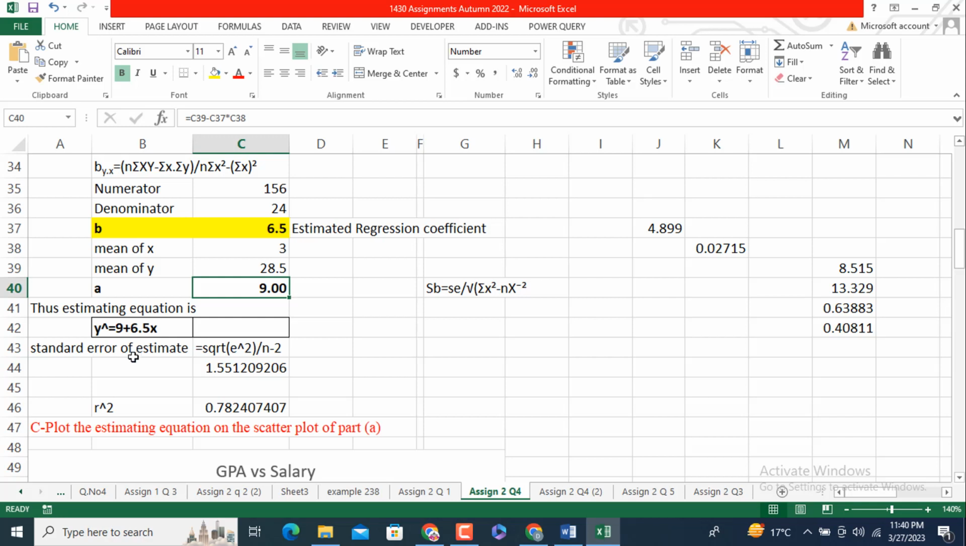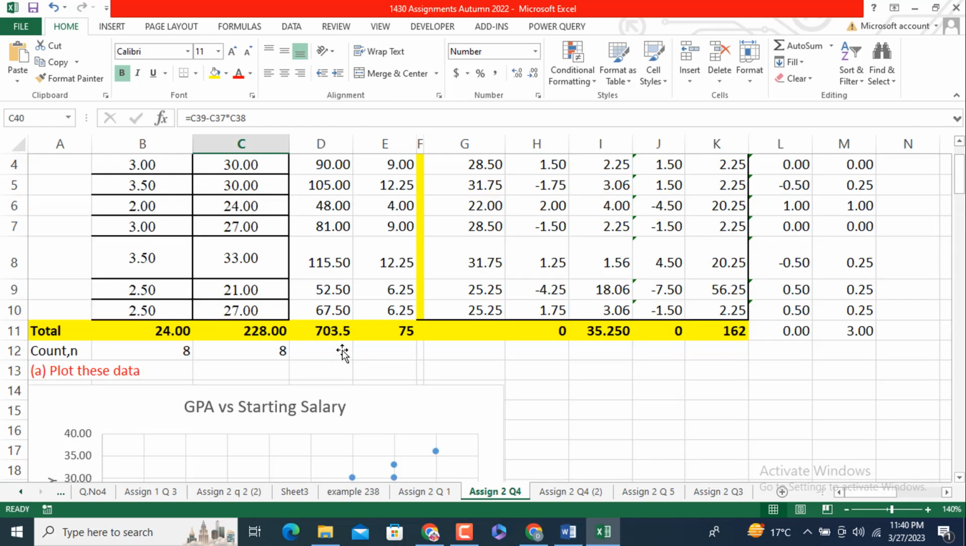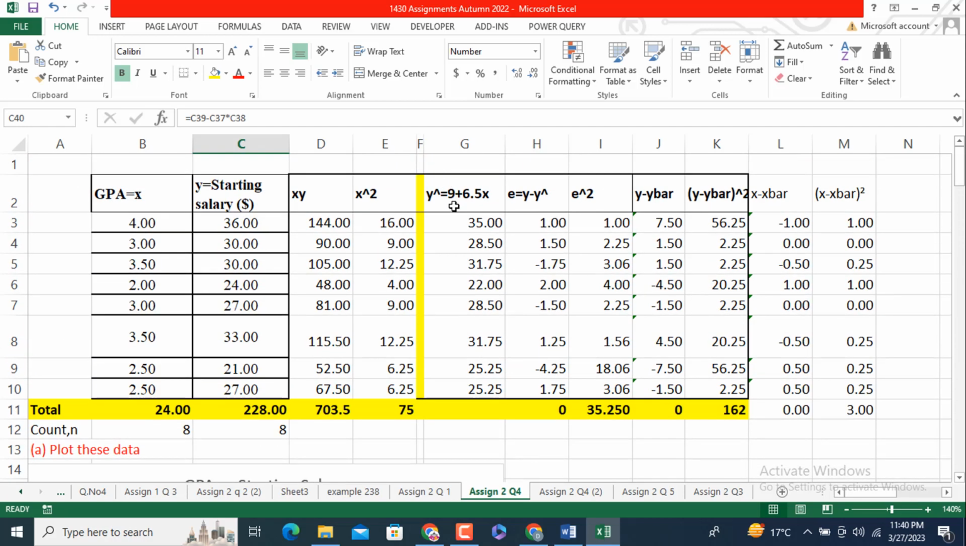So next we are going to determine the standard error of estimate, which is equal to the square root of summation e squared divided by n minus 2, and first e is equal to y minus y hat. y is the actual observation and y hat is obtained by putting the values of x into this equation. Let's move back to the table. I am going to show you this. Look at this, this is the equation that we have calculated. Now put all values of x one by one into this equation. You will get the value of y hat.